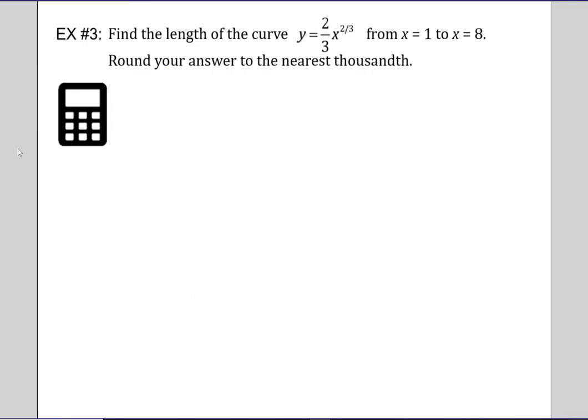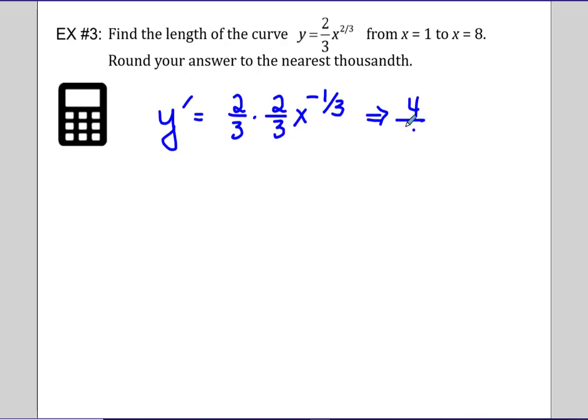In example 3, we're going to need our calculator. The derivative is 2/3 times 2/3 x to the negative 1/3. So that derivative is 4/9 x to the negative 1/3. And we're looking from 1 to 8.